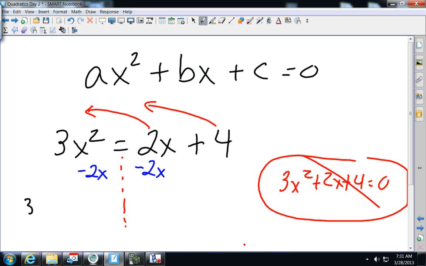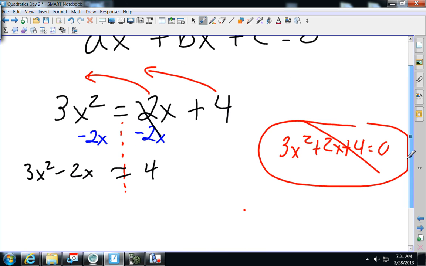I get 3x squared minus 2x equals, these cancel, 4. Then you have to move your 4 over. So you have to subtract 4 from each side. And you get 3x squared minus 2x minus 4 equals 0. This right here is in standard form.